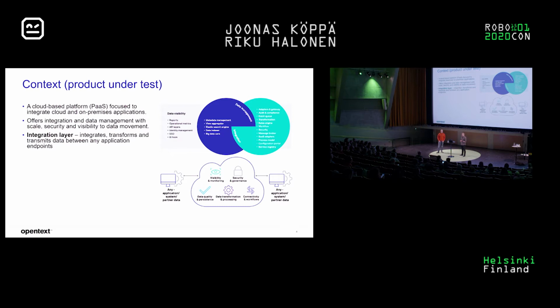The platform roughly contains 3 different layers. So first is this integration layer, where we transform and transmit data between application endpoints. So we might have a SaaS application sending data to a system that is located on-premise. It might be a legacy system. And our cloud platform handles the transmit, maybe transformation to the other endpoint.